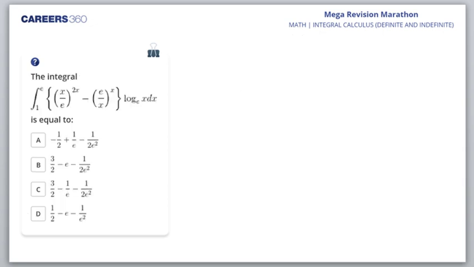We have the integral from 1 to e of (x by e) whole raised to power 2x minus (e by x) whole raised to power x, and into log x to the base e. Okay students, go ahead. Let's see what you do in this question.